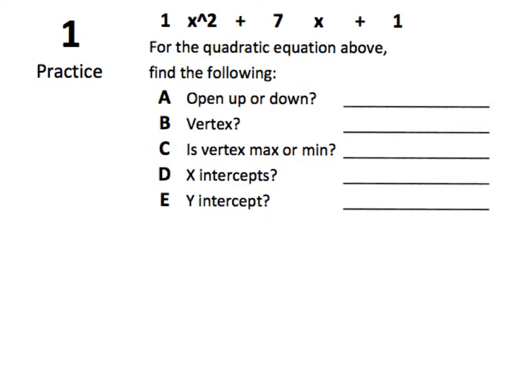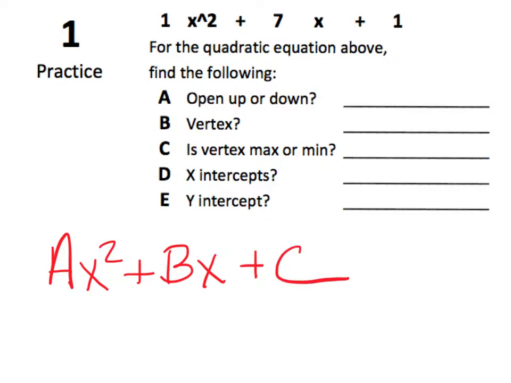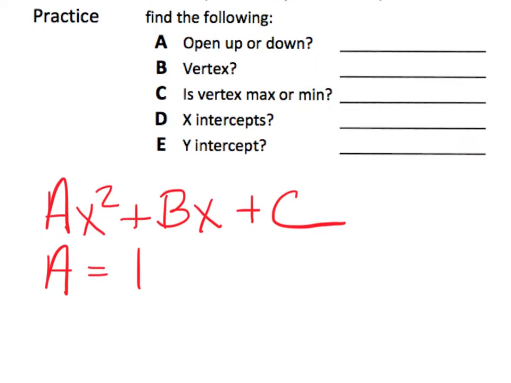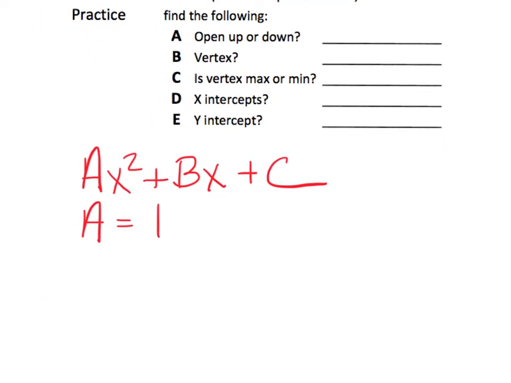We will start with open up or down, and here's what you must know for opening up and down. You must know what A, B, and C are. Ax squared plus bx plus c is the general form of a quadratic expression. A is next to the x squared. You'll notice that A is a positive 1. And we use A to determine if it's up or down.